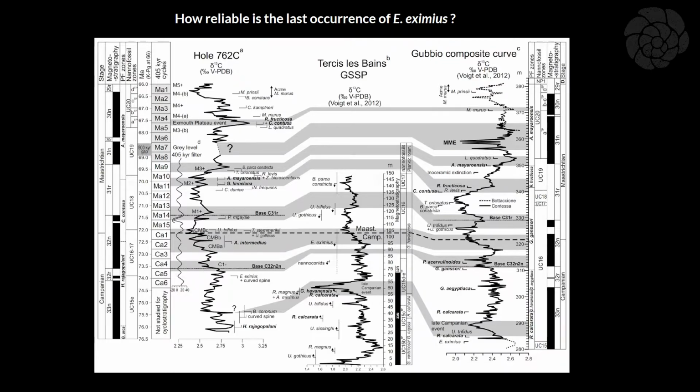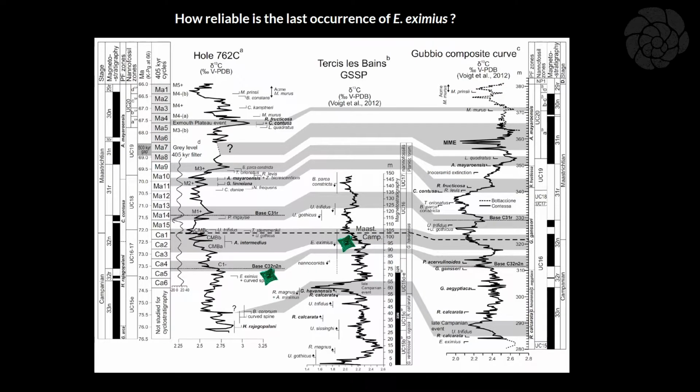Well, now you can see we have these carbon isotope curves again between Tercis-les-Bains, which is the GSSP for the Campanian-Maastrichtian boundary, Gubbio, which is the standard for the Tethys, and our Indian Ocean site. Let's look at where this biohorizon is recorded. Here it's there, over there. You can see the spread here of eximius.